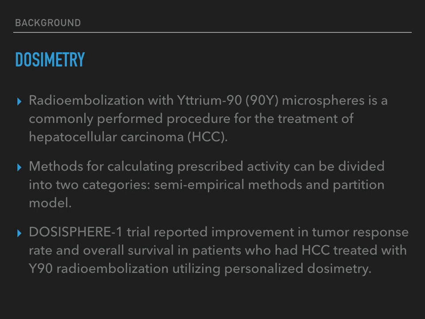Radioembolization with Y90 microspheres is a commonly used procedure in the treatment of hepatocellular carcinoma. Typically, methods for calculating dosage are based on pre-radioembolization planning procedures using MAA as a surrogate. These methods fall into semi-empirical models and partition-based models. Recently, the Dosisphere 1 trial reported improved response to therapy and overall survival in patients that underwent personalized dosimetry calculation.